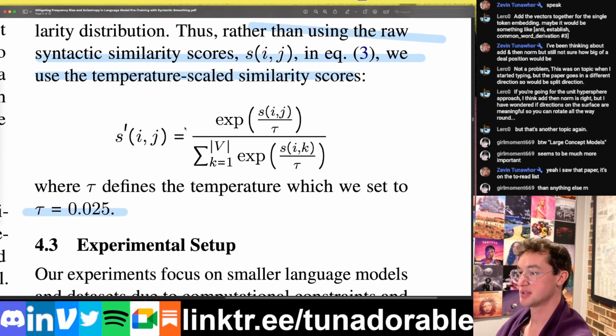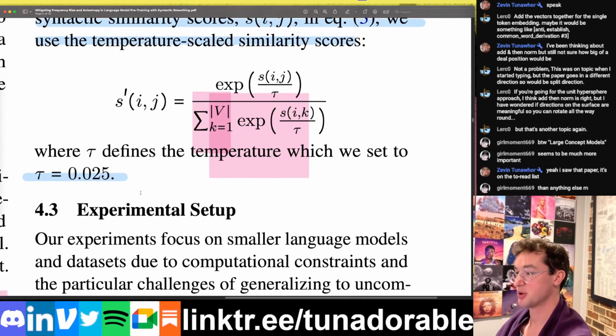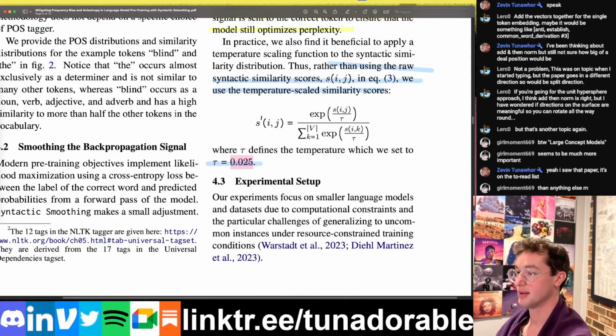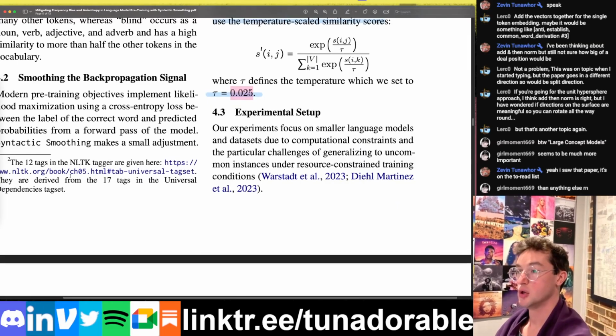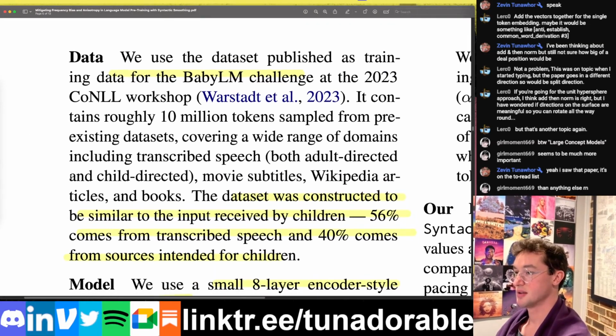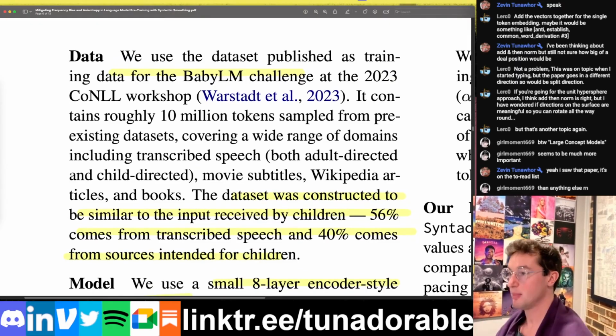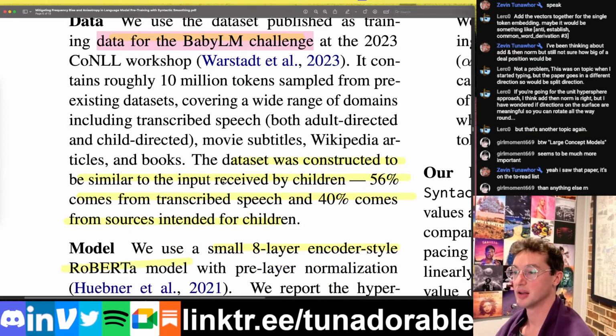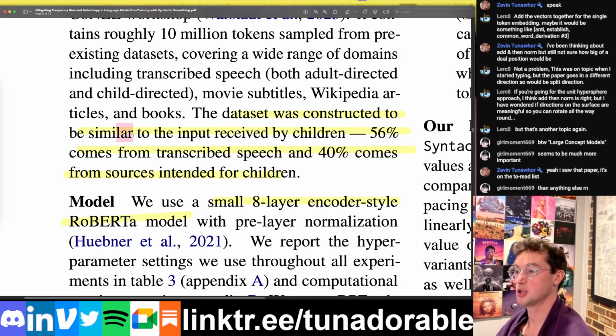They do, of course, scale those scores by temperature. Again, a hyperparameter here to put it back to an actual usable distribution that adds up to 1, like the one-hot, right? And the experimental data they used is the data for the BabyLM challenge. So not perfect here, but I think fine for an experiment in my opinion. The data set was constructed to be similar to the input received by children. 56% comes from transcribed speech and 40% comes from sources intended for children. So really a fun data set in my opinion.